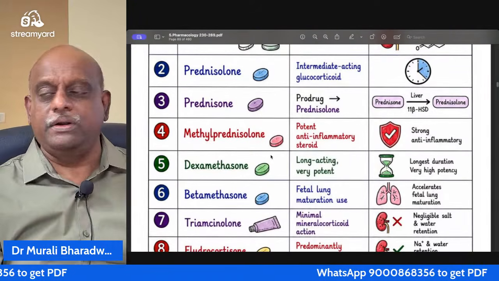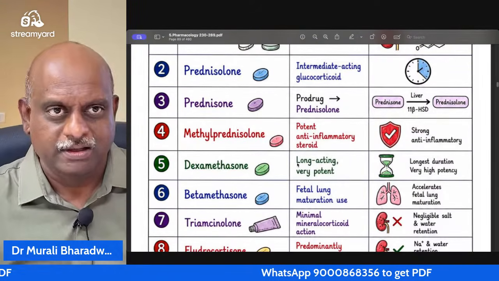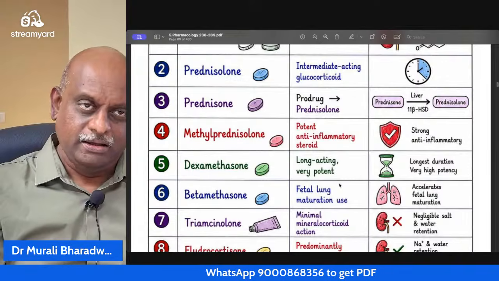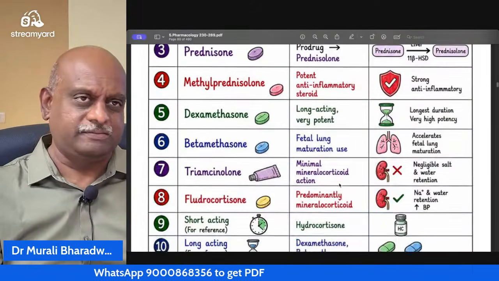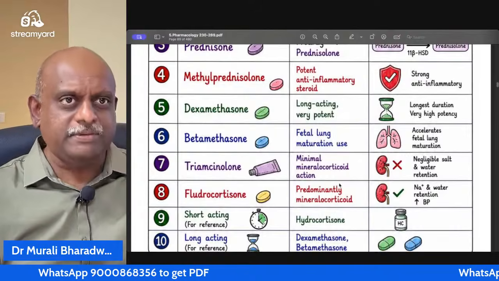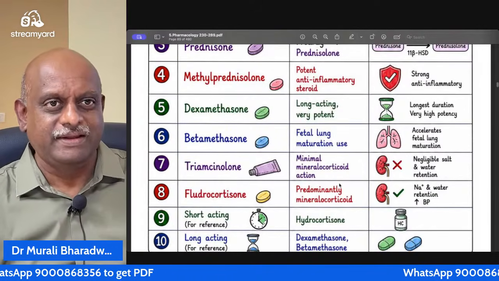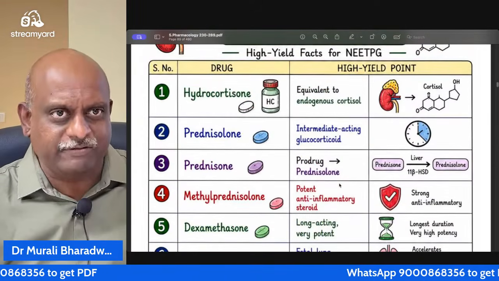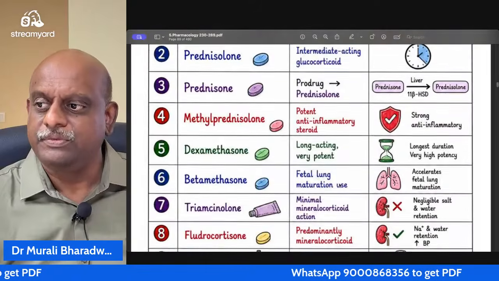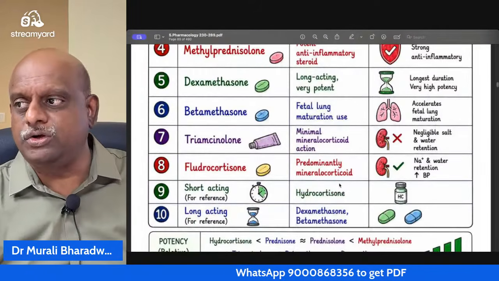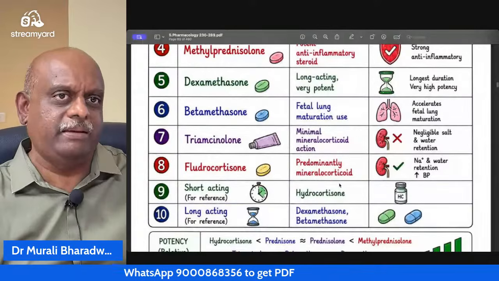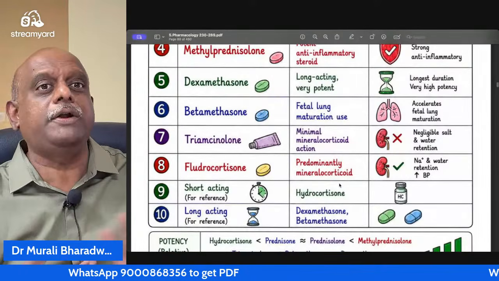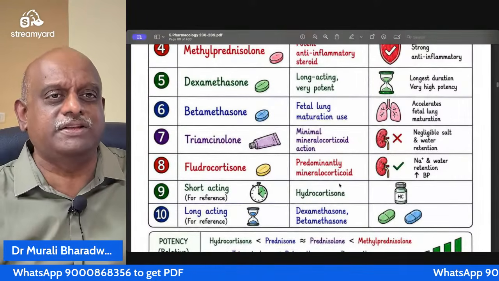Methylprednisolone is a potent anti-inflammatory. Dexamethasone is long-acting and very high potency, 10 times that of hydrocortisone. Prednisone is 4 times that of hydrocortisone. Then betamethasone we use for fetal lung maturation in preterm babies if the baby wants to come out before 36th week.